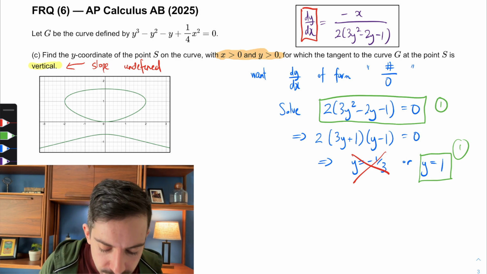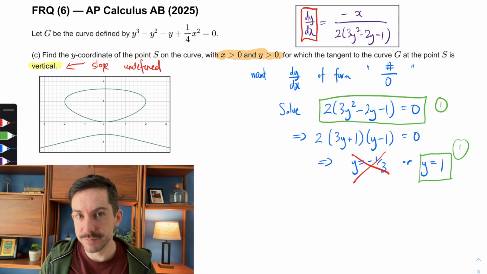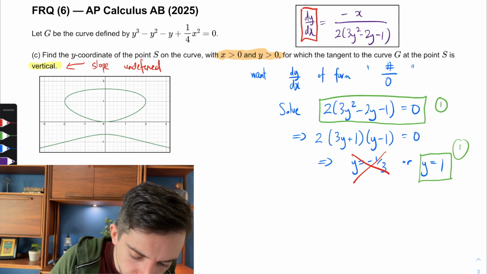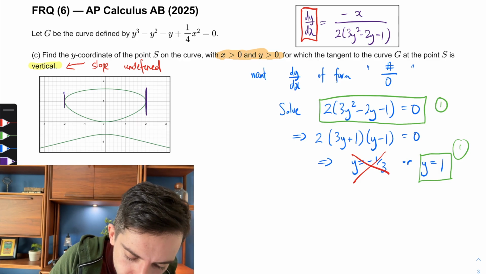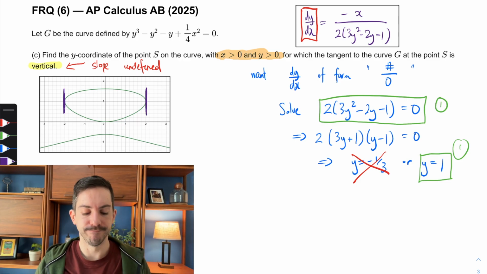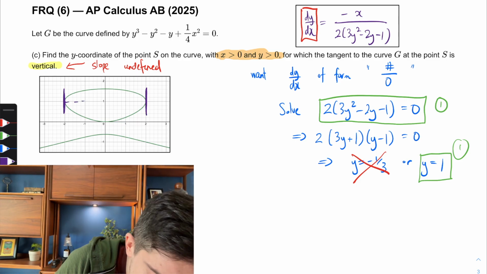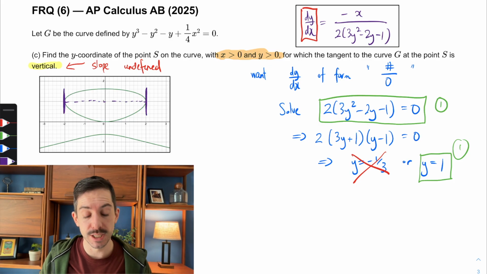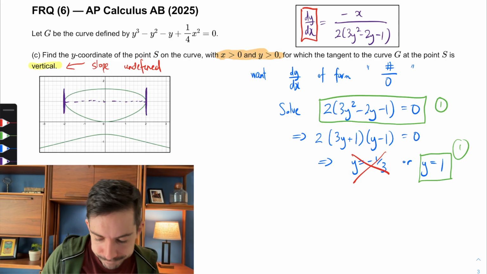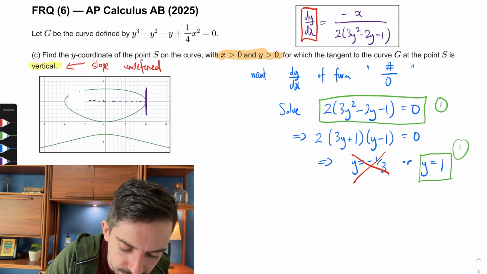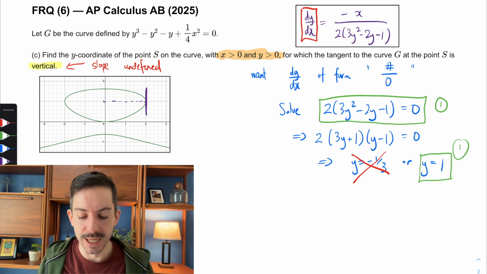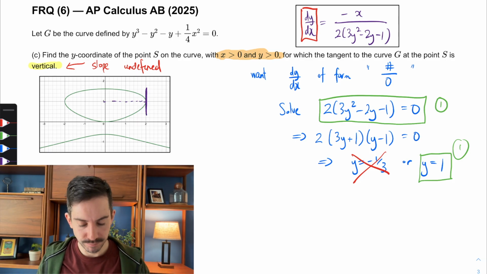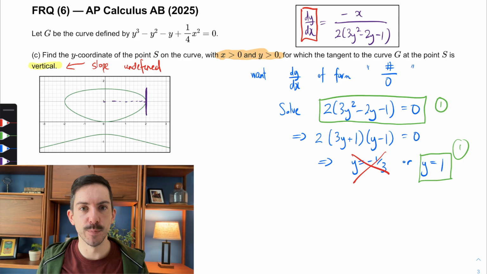Okay, so if we look at this on our graph that we wouldn't have access to on the exam, where do I see my vertical tangents? Well, I have vertical tangents here and there. I don't see any other vertical tangents, but importantly, the y-coordinate of those points with those vertical tangents is y equals 1. Technically, we were only interested in this right-hand one because we also wanted x to be strictly positive as well, but that's neither here nor there. Nice. Let's move on to the final part.